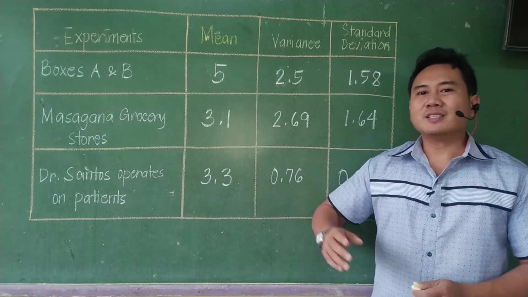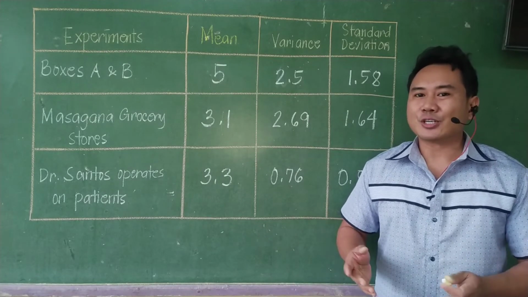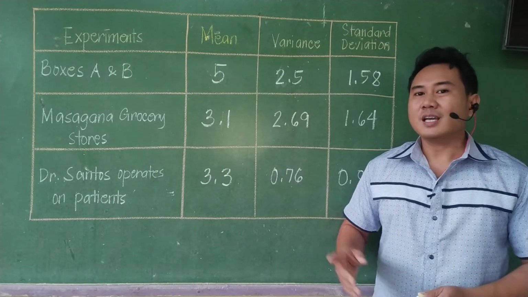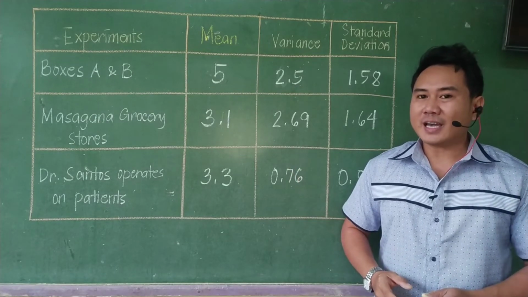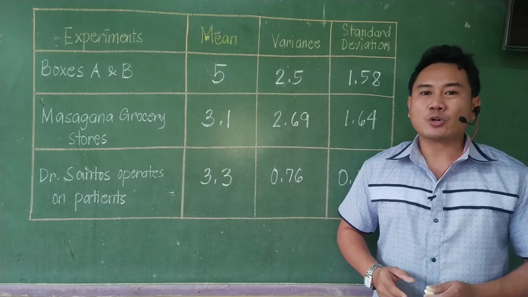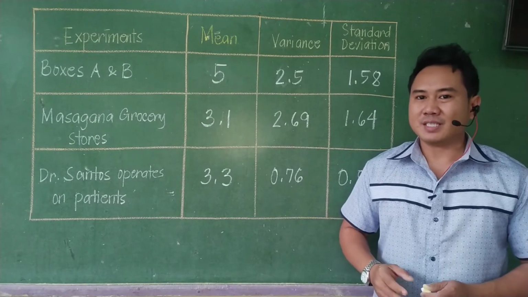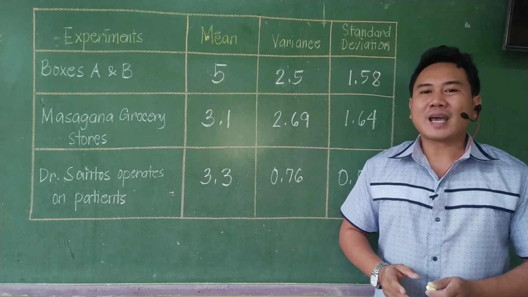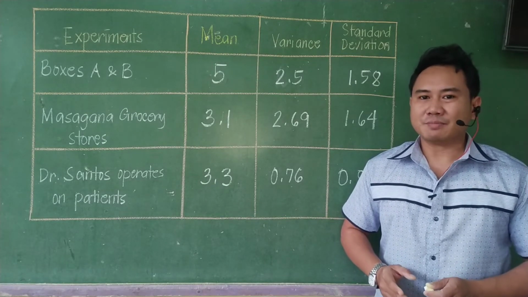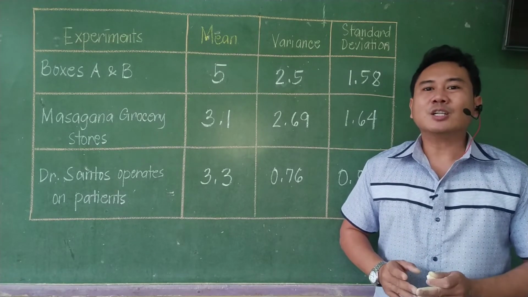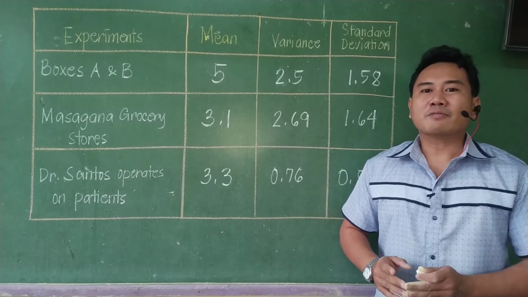The mean of a distribution tells us the center or the average of the distribution. The standard deviation, on the other hand, tells us the dispersion or how well the scores are scattered from the mean. The bigger the standard deviation, the more scattered the scores are from the mean. The smaller the standard deviation, the closer the scores are from the mean.